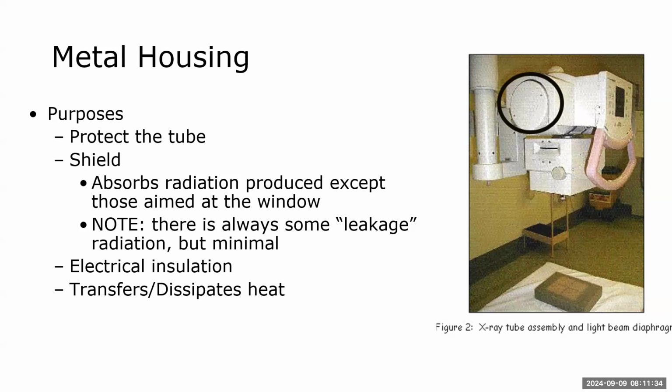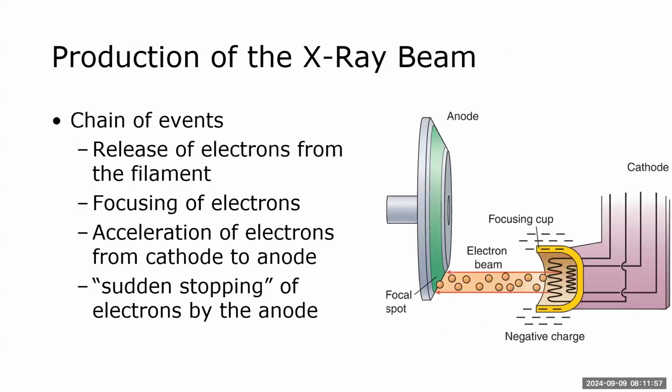that's the housing itself. So other things that are part of the metal housing are the electrical insulation, and that helps to transfer or dissipate heat. So we're going to see in a minute that there is a lot of heat produced in the production of x-rays, and so there has to be some way to sort of dissipate that heat production.